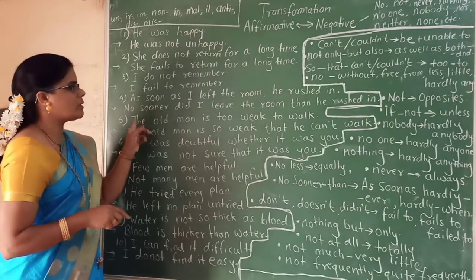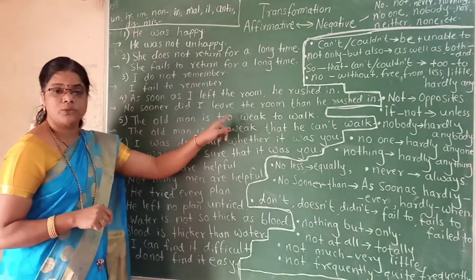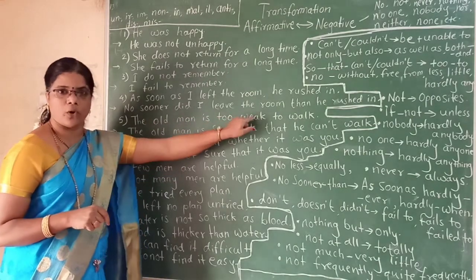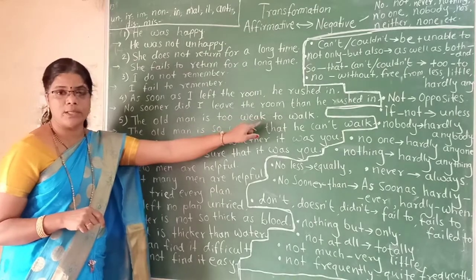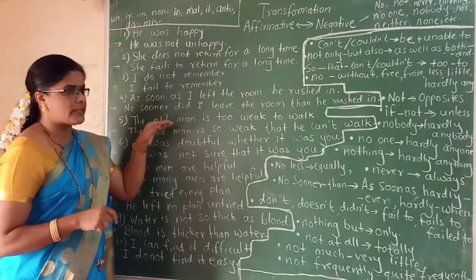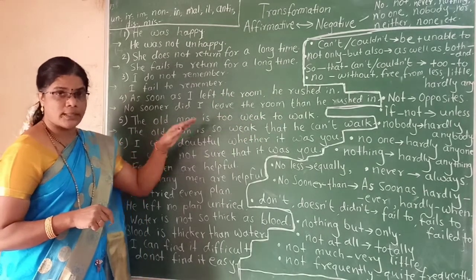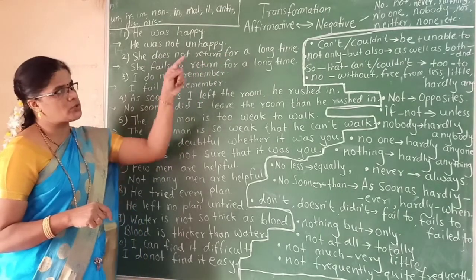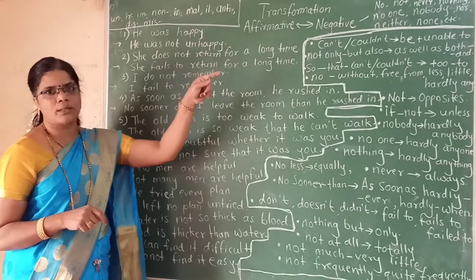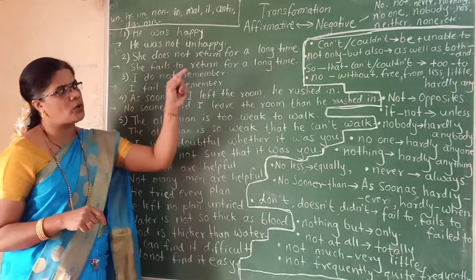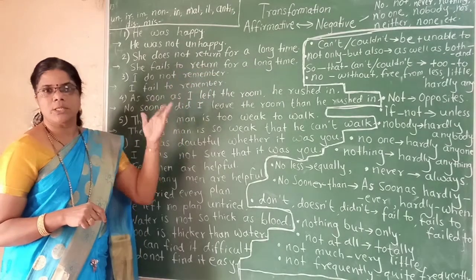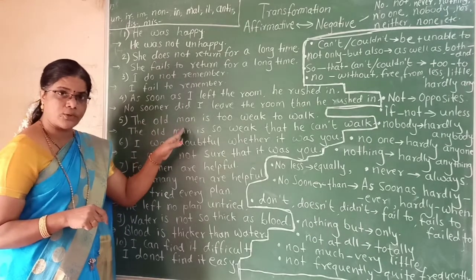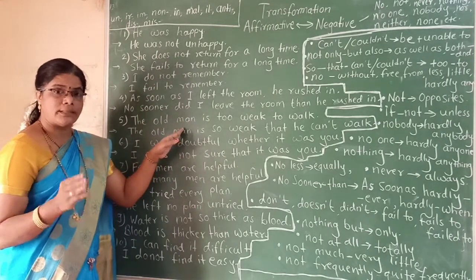Next one, the old man is too weak to walk. See here, the old man is too weak to walk. "Too" has a negative meaning, but the sentence is affirmative. Directly, a negative word is not used here, that is no, not, never, nothing, no one, nobody, nor, neither, none. Such a word is not there in this sentence. So this sentence is affirmative, but the meaning in it is negative also.